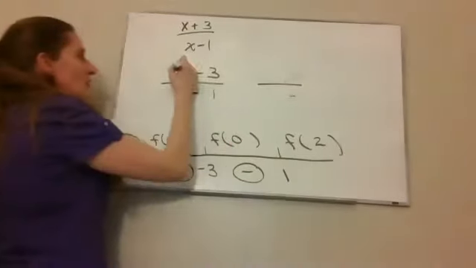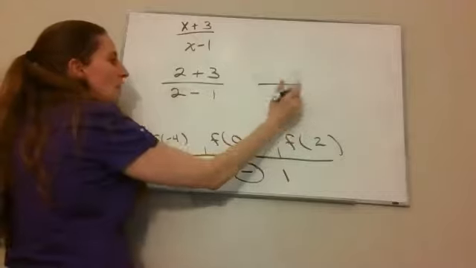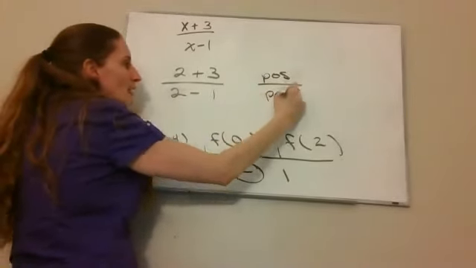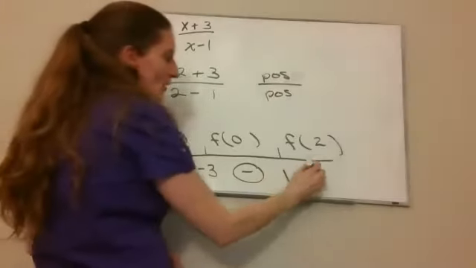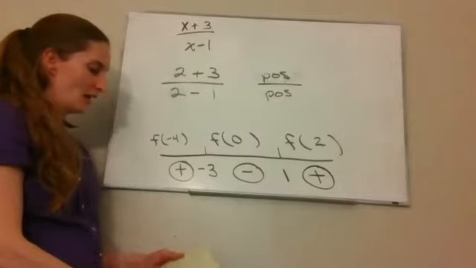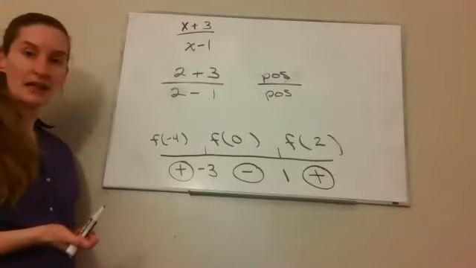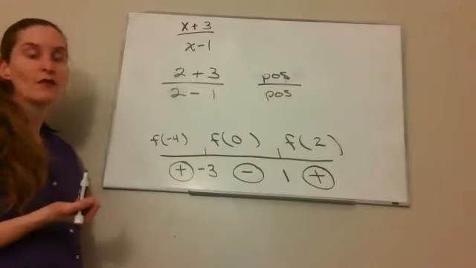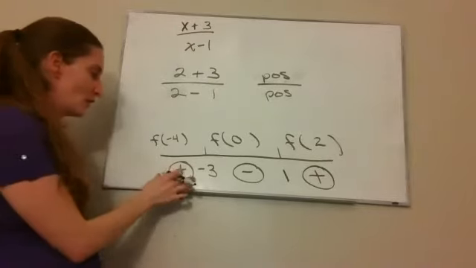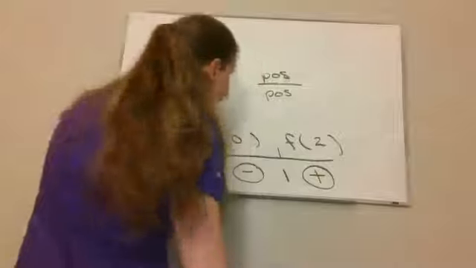So when x equals 2, I have 2 plus 3 on the top, that's positive. 2 minus 1 on the bottom is positive. Positive over positive is positive. And now we just have to write our answer. We wanted where our function was greater than or equal to 0. So I definitely want these positive intervals.